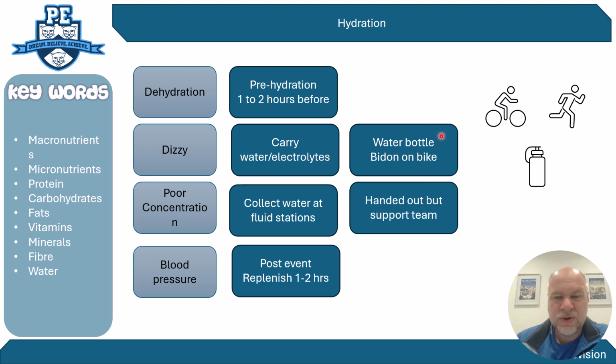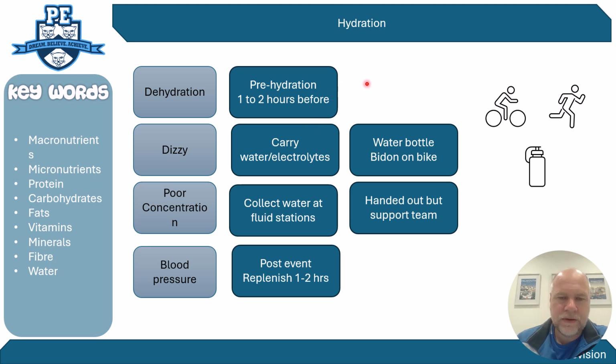Then the next point is we talk about during the event. So during the event, you've got really two options. You could either carry the water as an athlete, and you could use things like the water bottles that are stored on a bike, a water pack, a camel pack on your backpack, or running with a water bottle. Or you can collect the water at fluid stations, which many athletes do. If you watch a marathon, there are loads of fluid stations where people can pick up water as they're running, and it's handed out by support teams.